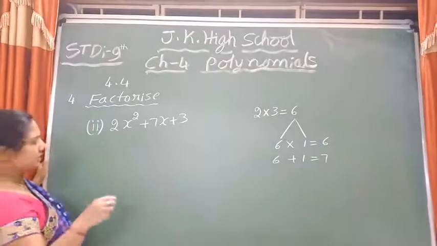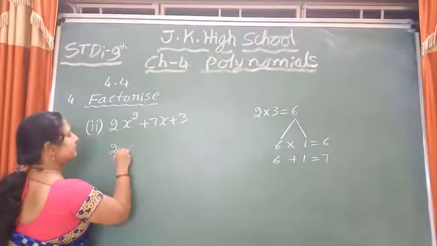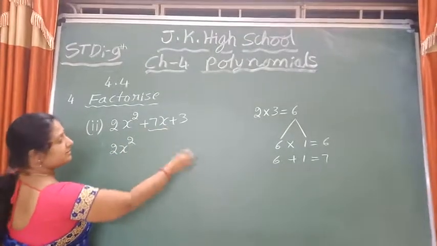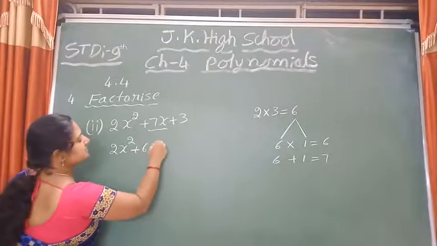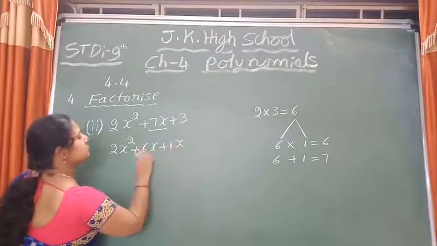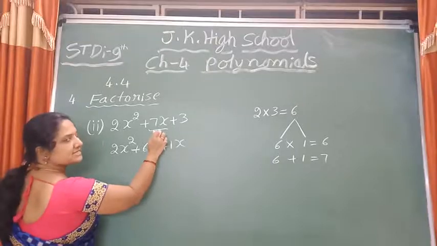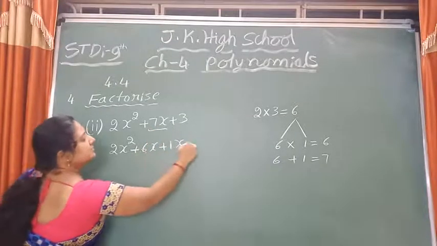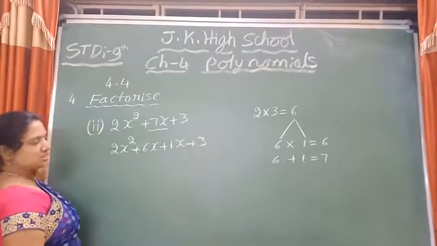Now, I am going to write the first term as it is. Only the middle term I am splitting in that manner, that is 6x plus 1x. The value is not going to change. 6x plus 1x is 7x only, but we are splitting in that manner. So plus 3. The last term you don't change anything.